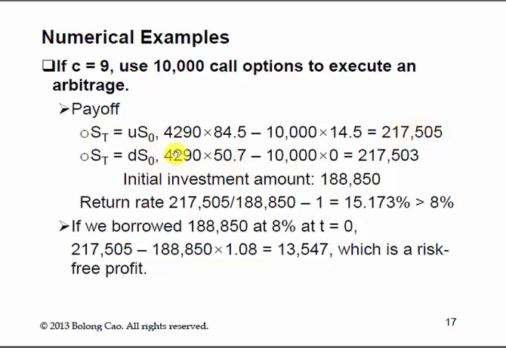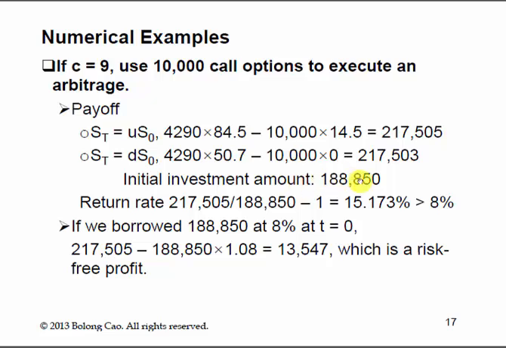In the downstate, the long position becomes 4,290 times 50.7. That's from the long underlying stock position. And the call is out of money, so there's no liability from our short calls. And this product is still about the same. It's $217,503. Okay, only $2 difference, roughly the same, just due to the rounding error.